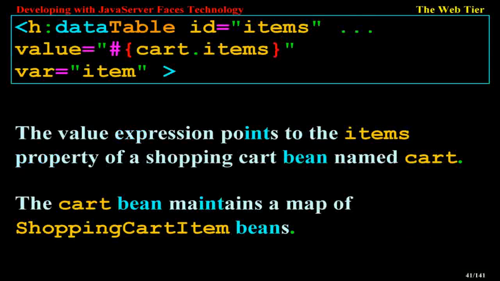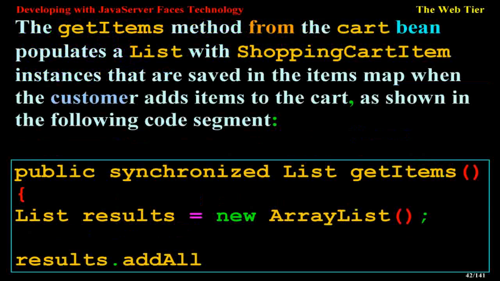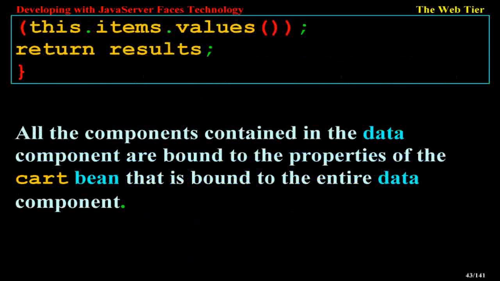The cart bean maintains a map of shopping cart item beans. The getItems method from the cart bean populates a list with ShoppingCartItem instances that are saved in the items map when the customer adds items to the cart, as shown in the following code segment. public synchronized List getItems() { List results = new ArrayList(); results.addAll(this.items.values()); return results; } All the components contained in the data component are bound to the properties of the cart bean that is bound to the entire data component.